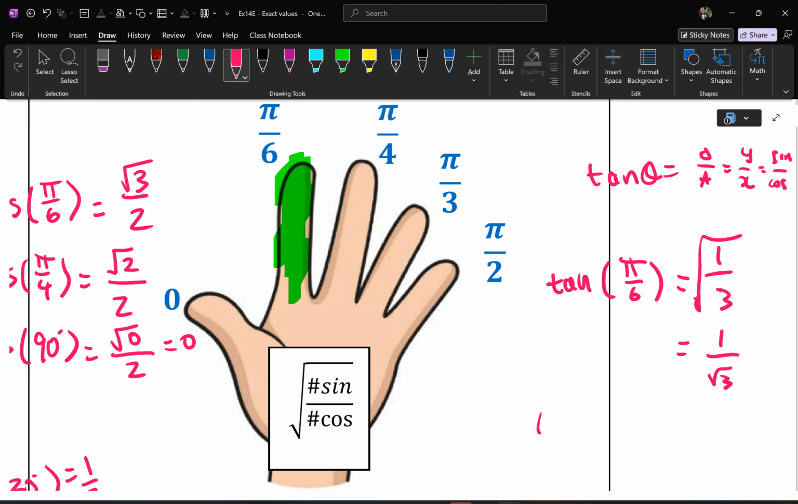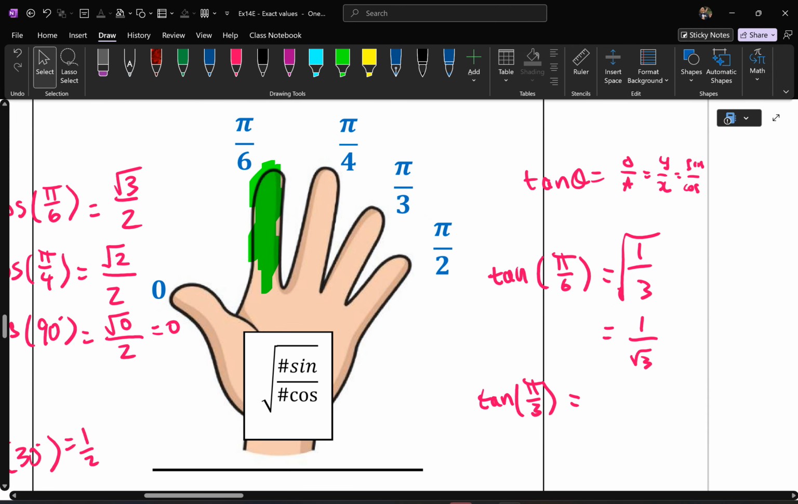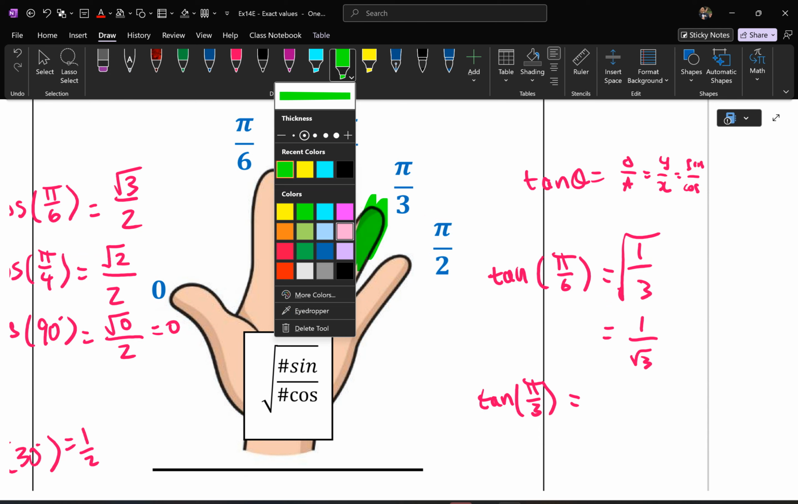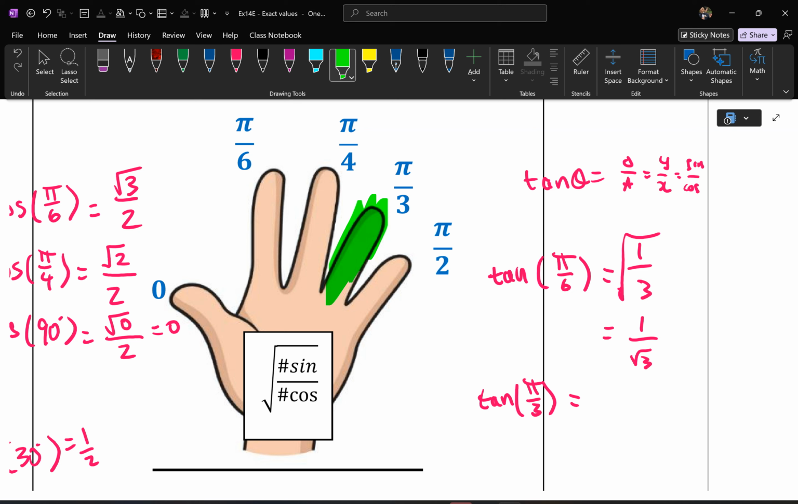Let's do another one. Let's do tan of pi on 3. That's what I asked Ishan before. So let's do this one. Pi on 3 is your ring finger. Here's your ring finger. Cross it off. Count the number of sine. Count the number of cos fingers. How many sine fingers do I have? 3. Divided by cos fingers? 1. So 3 divided by 1 is 3, right? And then square root it. Just root 3.